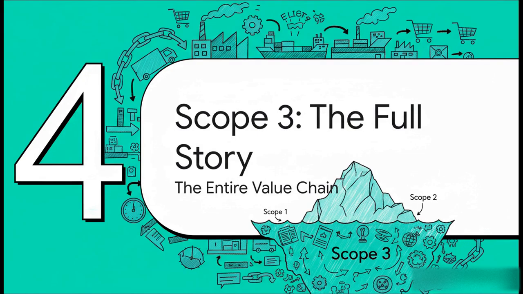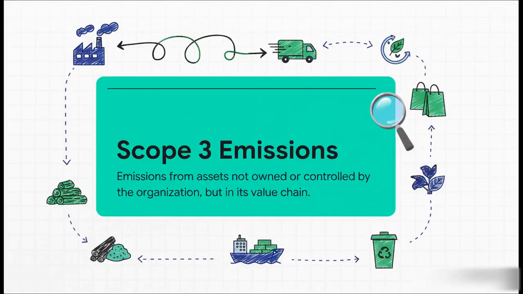Now, you might be thinking, okay, direct emissions, purchased energy, we're done, right? Not even close. In fact, Scopes 1 and 2 are almost always just the tiny tip of a massive iceberg. The real story, the full impact of a company, is hidden in the huge and super complex world of Scope 3. Scope 3 is, well, it's basically everything else.